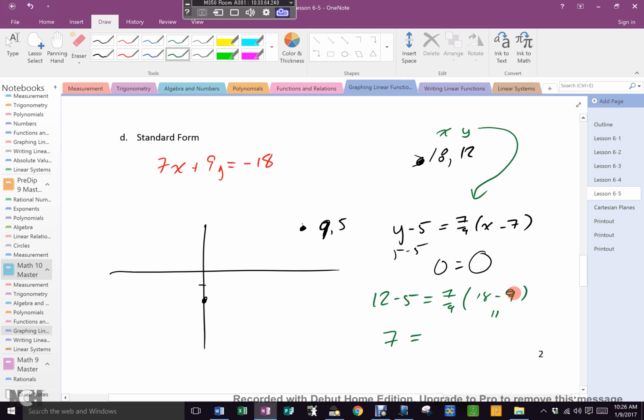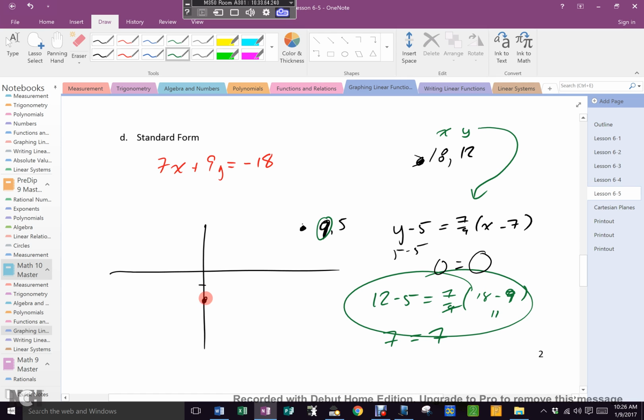11. 18 minus 9. This should have been 9 because I screwed it up, right? Because it should have been 9 right there. 18 minus 9 is 9. The 9's cancel, and I'm left with 7. 7 equals 7. The point I'm trying to make, even though I screwed up, is that no matter where we go, you can still substitute back in.